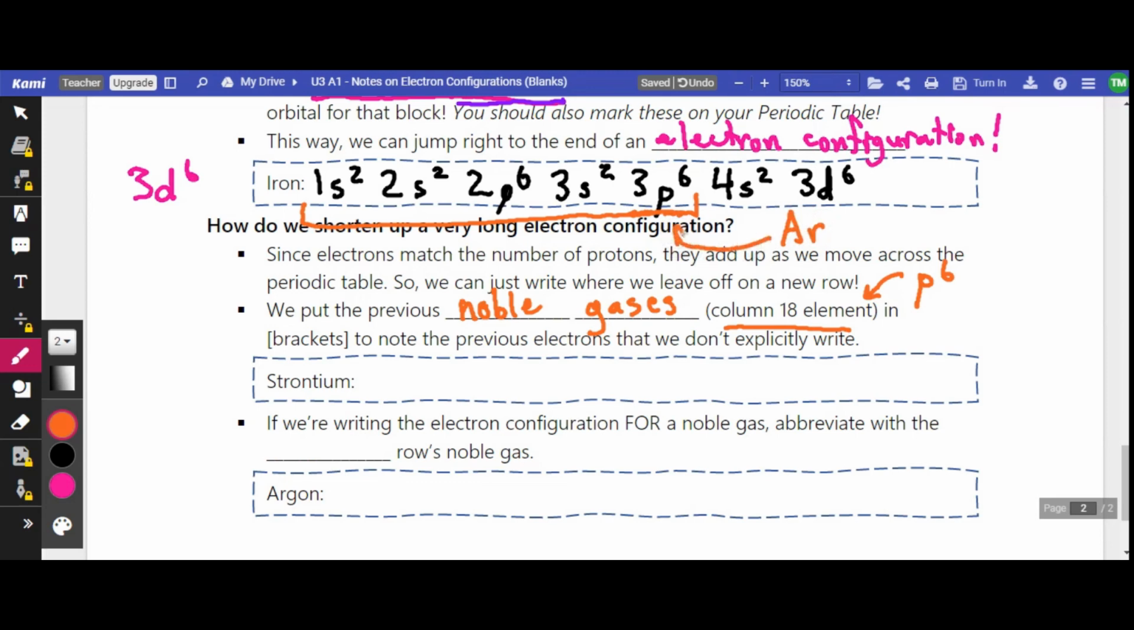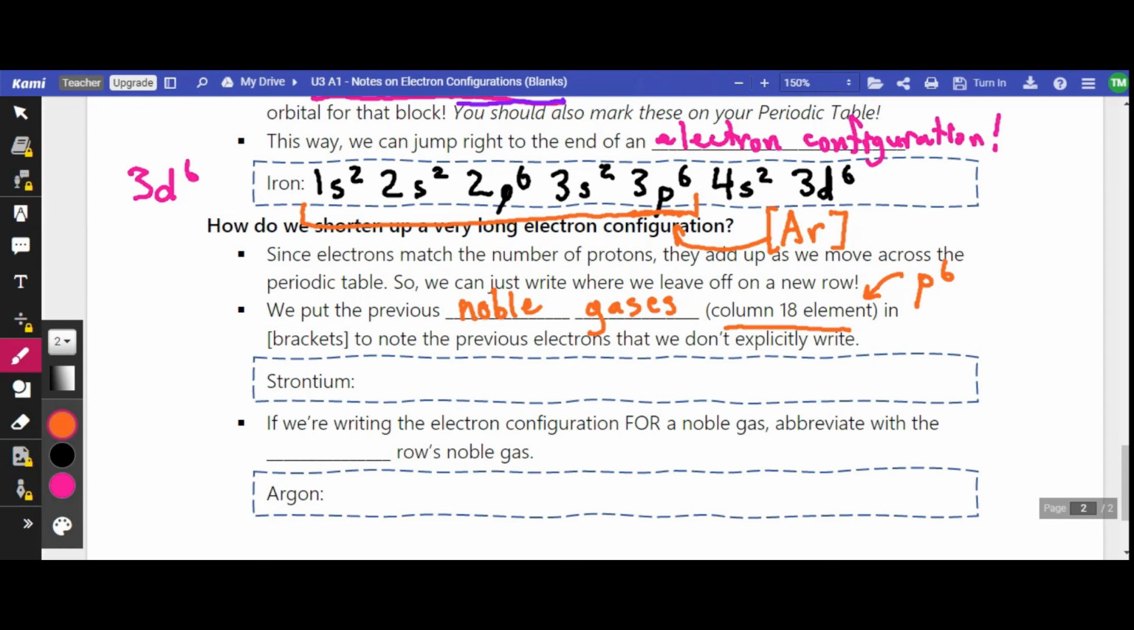And rather than writing that whole thing out, I could put argon in brackets like this, these little square brackets, okay? And that indicates this is argon's electron configuration, okay? So all I would have to write is argon in brackets, and then whatever comes after that, in this case 4s2, 3d6. And that saves me a whole bunch of time, and it saves me a whole bunch of space, especially if I'm starting from scratch and I know I'm going to be able to leave some of that stuff out.